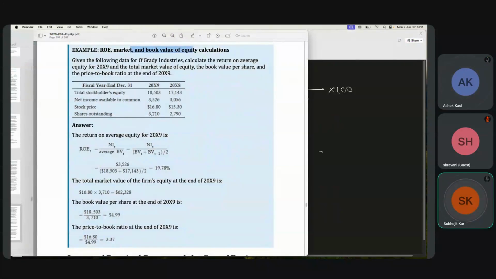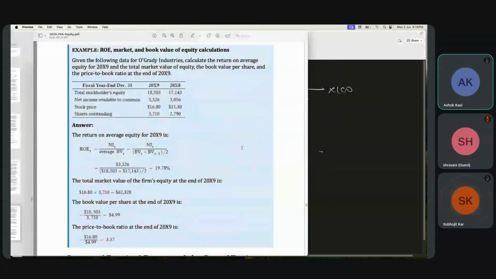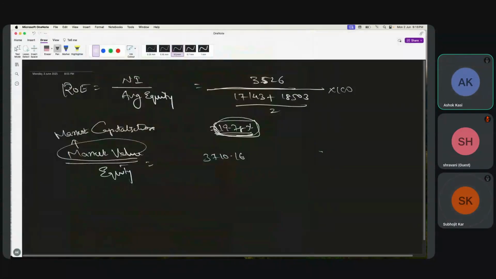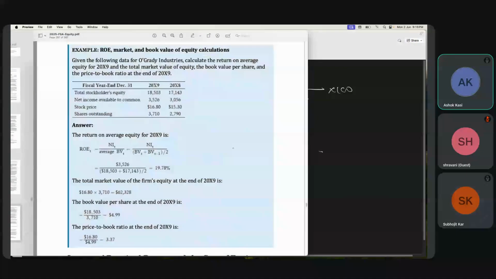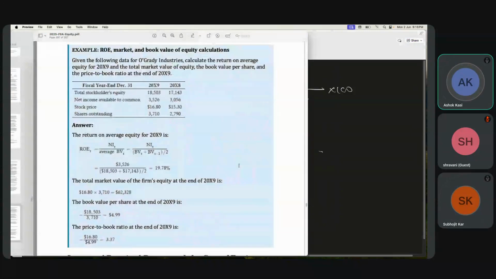So number of shares outstanding is here 3710. Price per share is 16.80. So 3710 into 16.80. This is market value to equity. So equity, I'll go with average equity again.